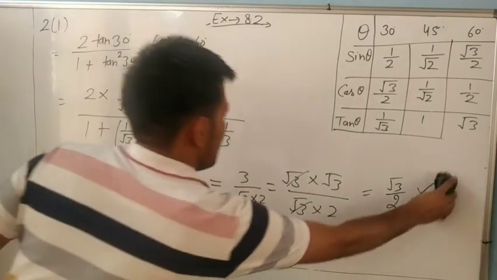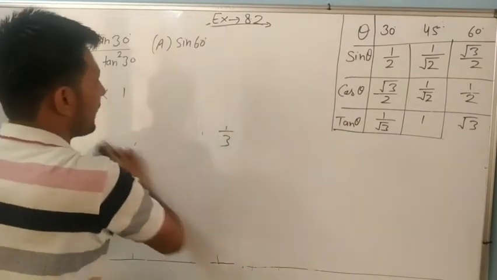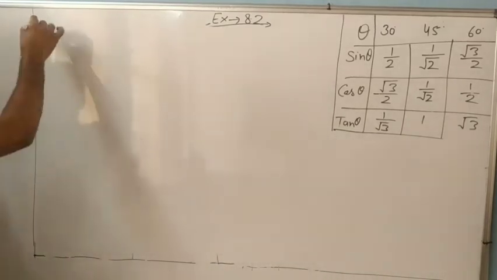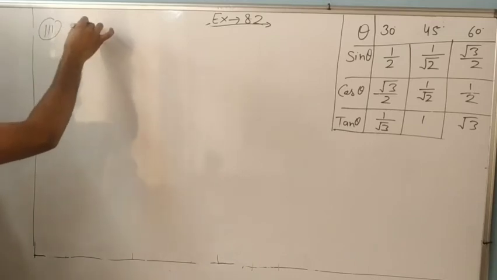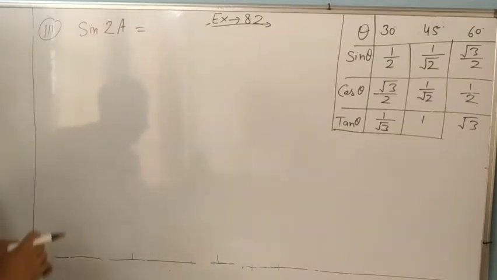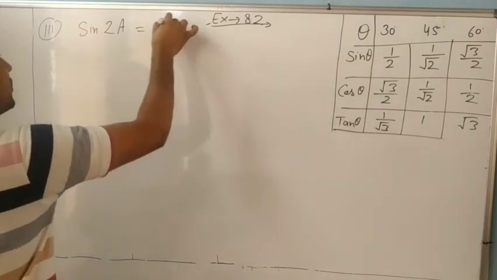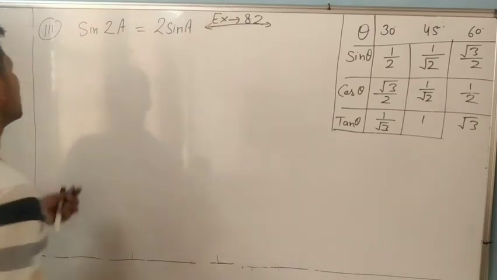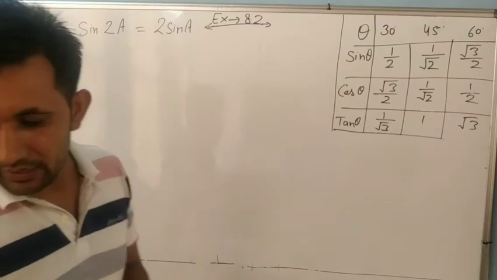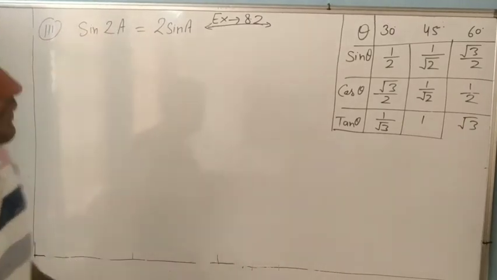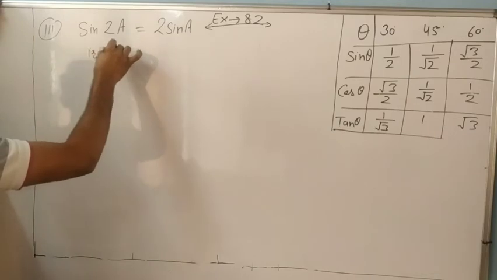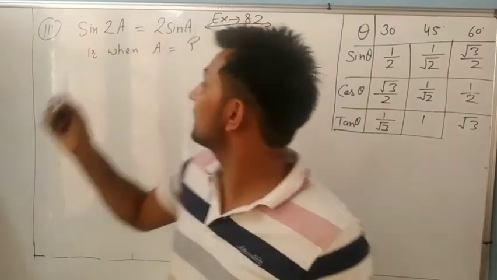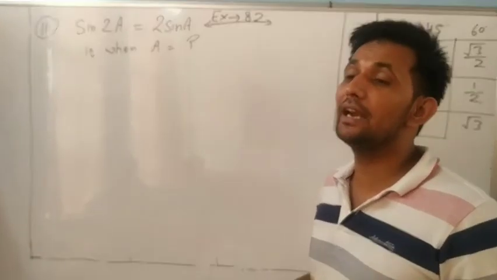Okay. Now next, part number 3. Look at part number 3. Sin 2A equal to 2 sin A. We have to find when sin 2A is true, that is, when A is how much. So we have to check when the left hand side equals the right hand side.